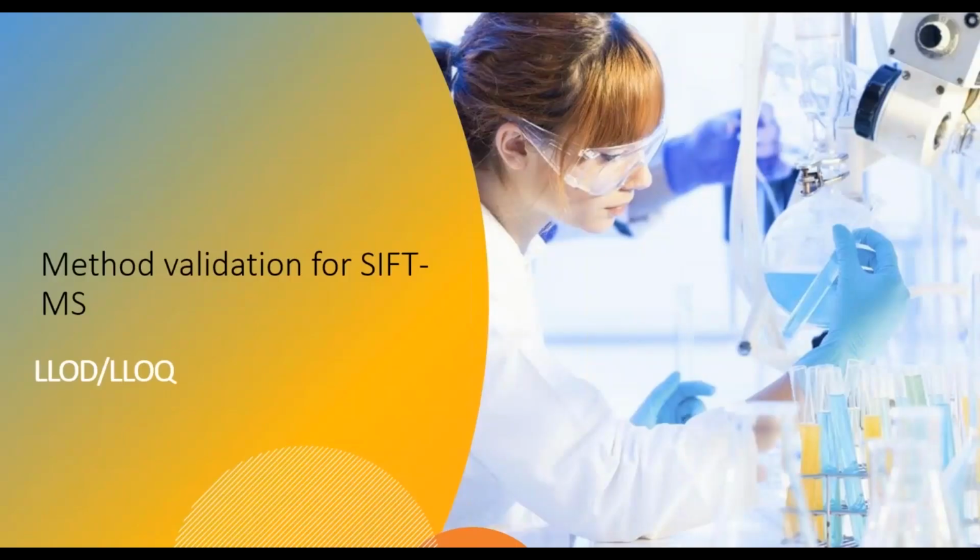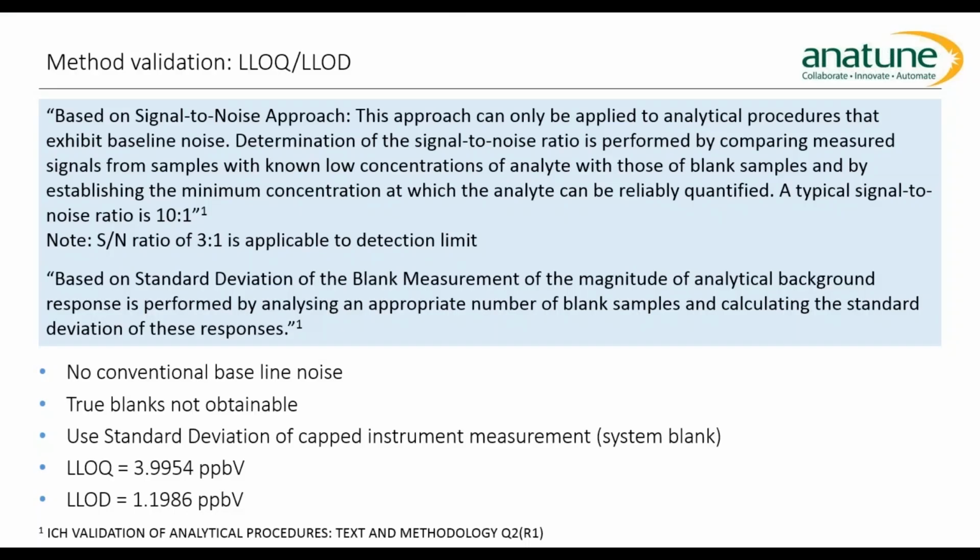The next part to talk about is LODs and LOQs. Now this is essentially looking at how low we can detect our analytes in the methodology. Normally we would take a signal to noise approach, so with standard GC methods, you would inject a known low concentration of analyte, or run some blank samples and look at the noise, and typically a signal to noise ratio of 10:1 would be applied to a quantitation limit, or 3:1 for a detection limit.